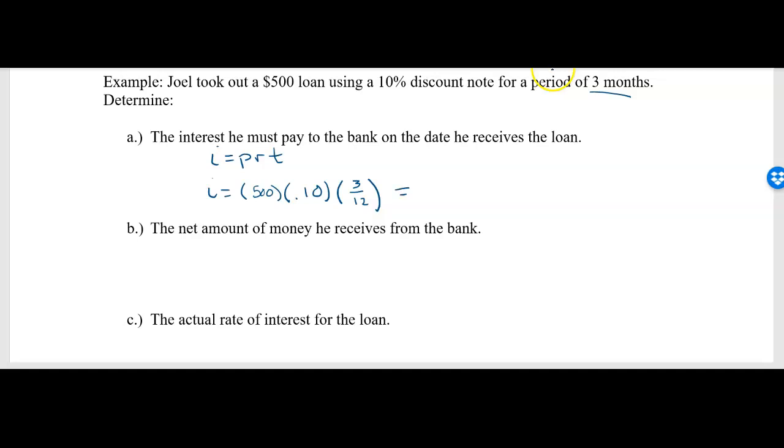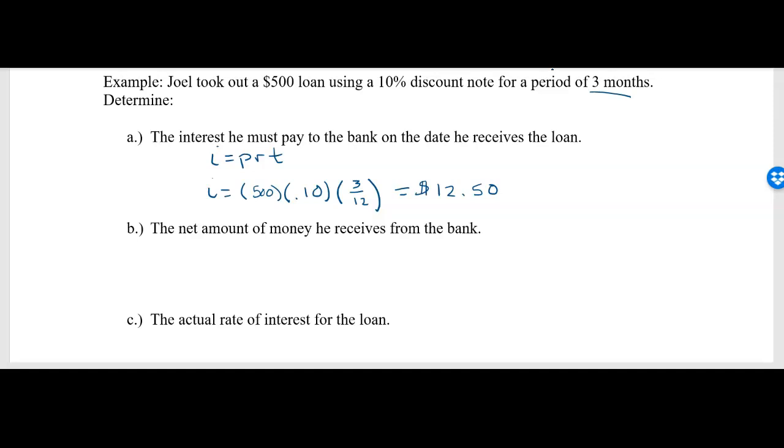Now we do the math. This is where I always say work backwards. Take 3 divided by 12 first. Then multiply that by 0.10 and then times 500. And we get $12.50 for the interest.